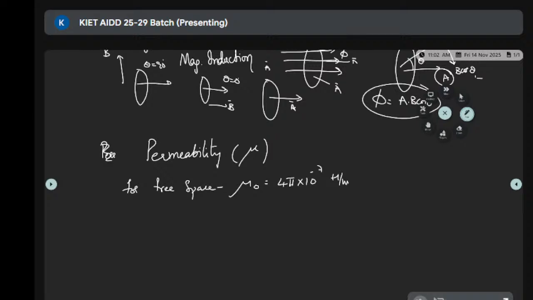For free space or vacuum. For a particular medium, it is indicated with mu. What is mu? Permeability. What is permeability? A material property. What material property? To allow magnetic lines of force, because our discussion is magnetic line of force. Now what I do, I will take the ratio.